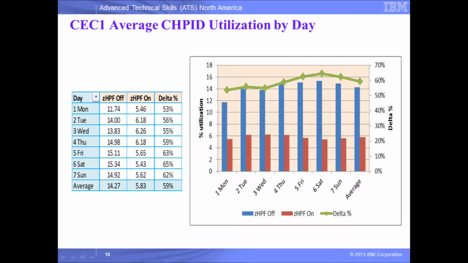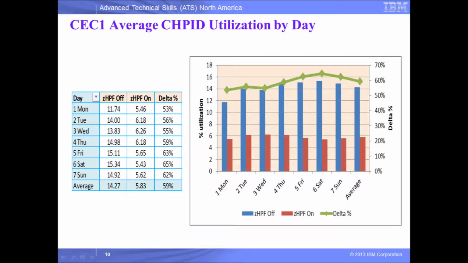So the last column here is the percentage delta improvement. The last row shows the summary for the week. It shows that on average, the channel utilization improves by 59%.